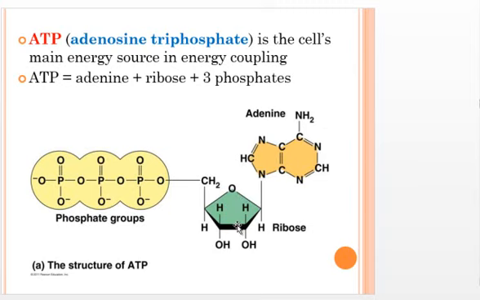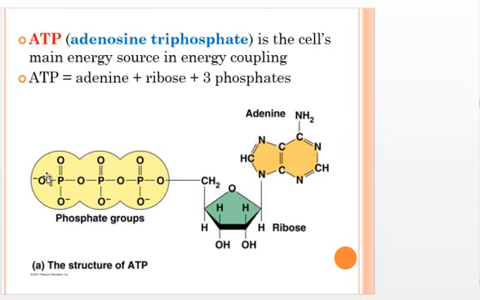Where else have we seen ribose? Does anybody remember? If you said RNA, you're exactly right. So ribose is not only found in nucleic acids, but it's found in ATP. And so adenosine comes from adenine and ribose, and then it's called triphosphate because there are 3 phosphate groups. So this is the basic structure of ATP.